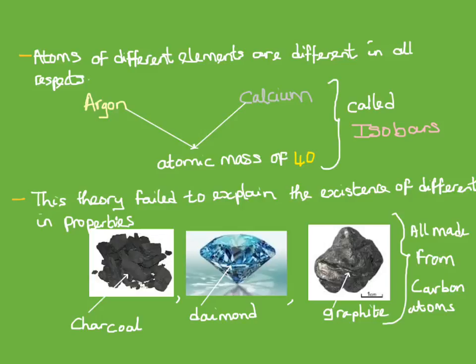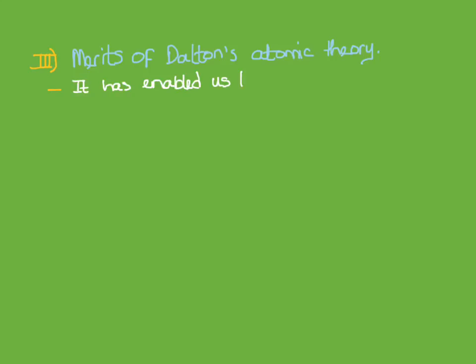Nevertheless, this theory also had some merits, which we are going to discuss in this section. It has enabled us to explain the law of chemical combination, which says atoms of the same element will combine in a fixed number ratio to form compounds.